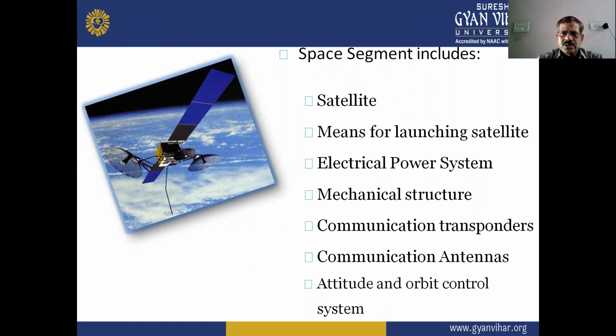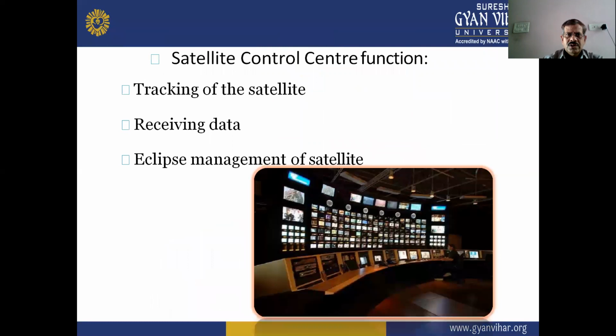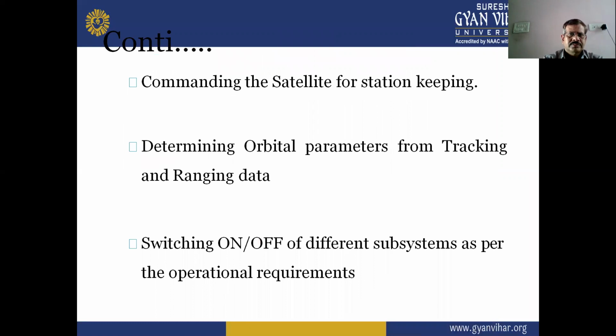The space segment includes the satellite, means for launching the satellite, electrical power systems, mechanical structure, communication transponders, communication antenna, and attitude and orbit control systems. The satellite control central function includes tracking of the satellite, receiving data, eclipse management of the satellite, commanding the satellite for station keeping and determining orbital parameters from tracking and ranging data. So switching on of different subsystems as per the operational requirements.